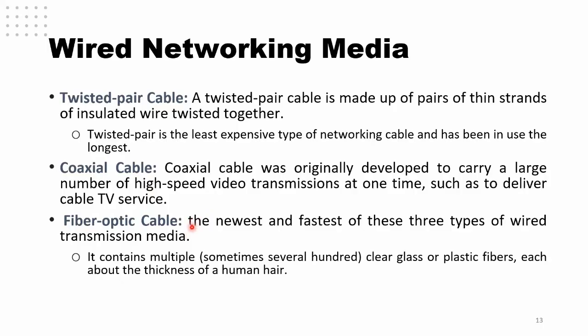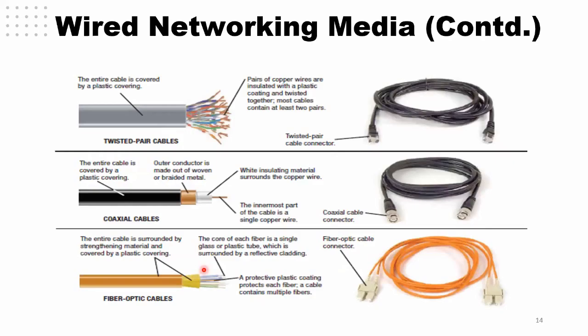And now we have the latest technology, fiber optic cable, which is the newest and the fastest of the wired transmission. All the internet service providers are now promoting this fiber optic cable because of its speed. It contains multiple clear glass or plastic fibers, about the thickness of a human hair, and the data travels as light rays inside them, which is much faster, as you can see in this diagram. So these are the three main types of wired networking media.